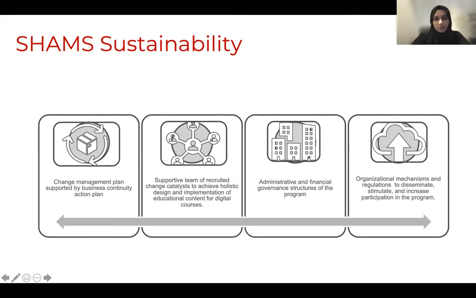So to maintain the sustainability of SHMS, SHMS implemented a change management plan supported by a Business Continuity Action Plan, provided a supportive team, recruited the change catalysts to achieve holistic design and implementation of education content of digital courses, and the early adopters, as categorized by what Robert shared with us recently about early adopters through the change theory by Rogers. One of the main sustainability factors was supporting the administrative and financial governance structures of the program, and organizing the organizational mechanisms and regulations to disseminate, stimulate, and increase participation in the program.